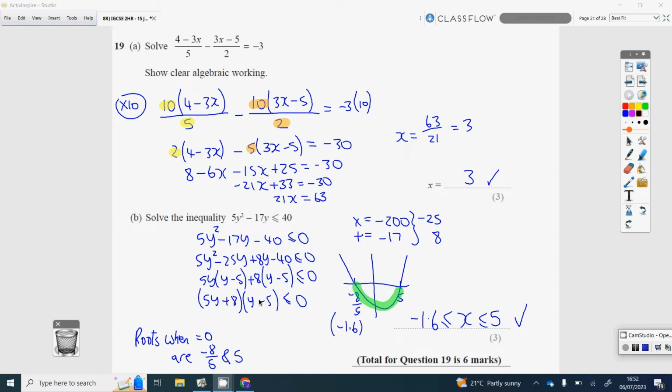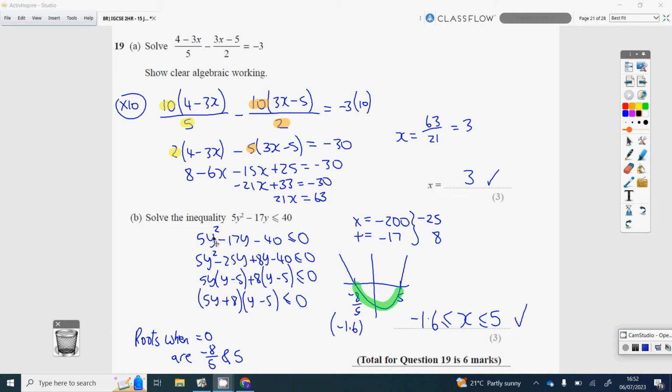And then my final line here, my two brackets are the components outside the brackets, so the 5y plus 8 and the repeated bracket. Now, from this, I can see my roots, if it was equal to 0, are minus 8 over 5, that would make this bracket 0, and 5. So to help me gather my thoughts, I'm just going to do a little sketch.